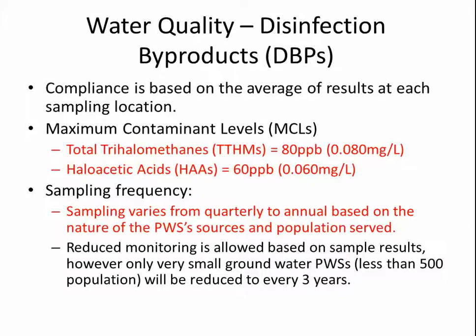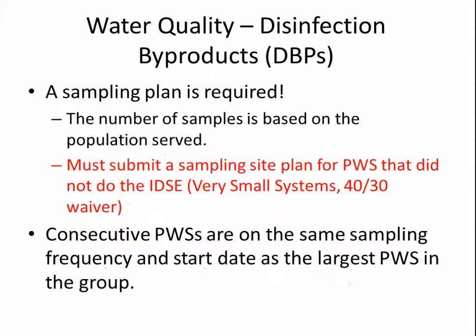So the sampling frequency will vary from quarterly to annually to once every 3 years based on the nature of the water system sources and also the population served. Reduced monitoring you can get based on your sample results, but only the very small groundwater systems serving less than 500 people get reduced to every 3 years. So because we're still sampling in the distribution system, a sampling plan is required. The number of samples on your plan is, again, based on the population served.